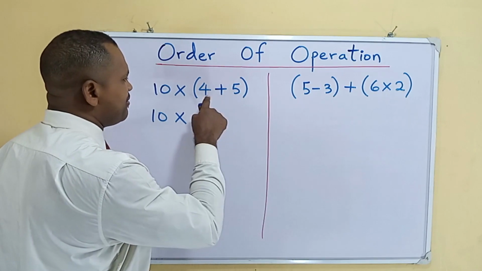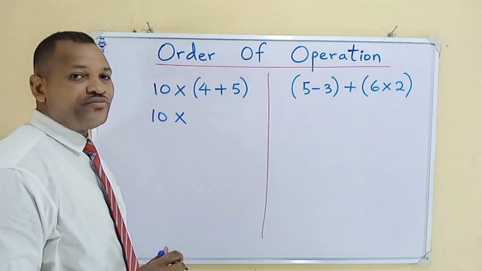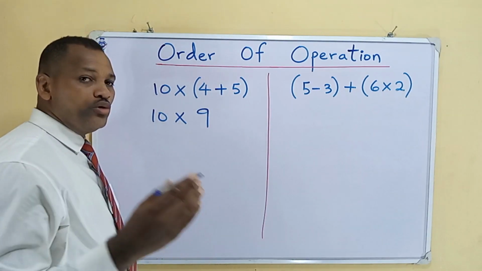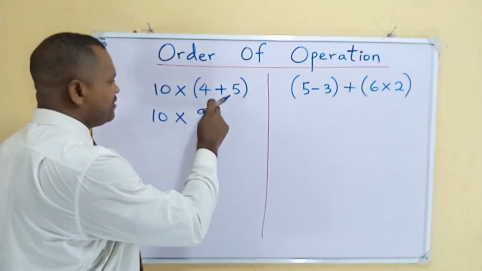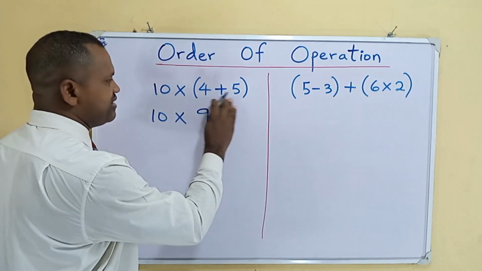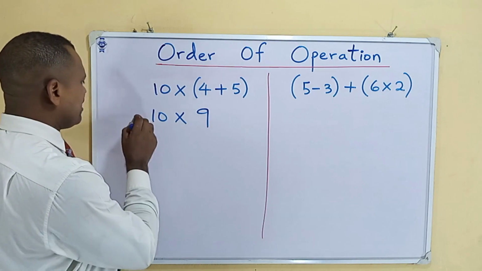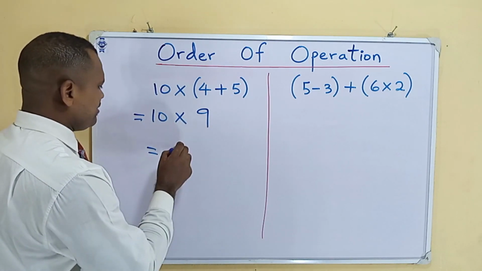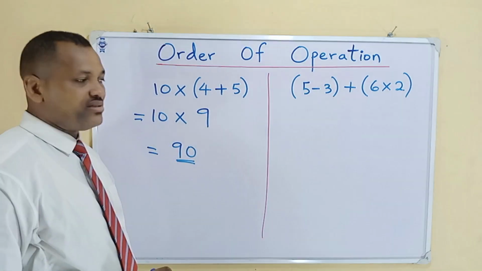And what is inside? 4 plus 5. 4 plus 5 is 9. You write your 9. No need to write the bracket anymore. So you are done with what is inside. Look at it here, 9. You can now go ahead and multiply. 10 times 9, that will give you 90.